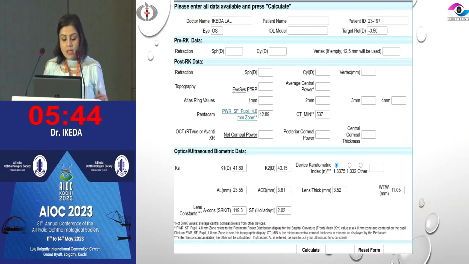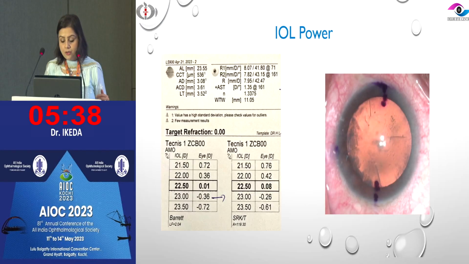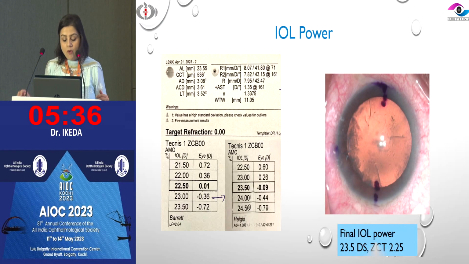Then we fed all the data into the ASCRS calculator, and here is the result. So we went ahead with 23.5 diopters of final IOL power. And if we had used Haigis, we would have also selected either 23.5 or 24 diopters.